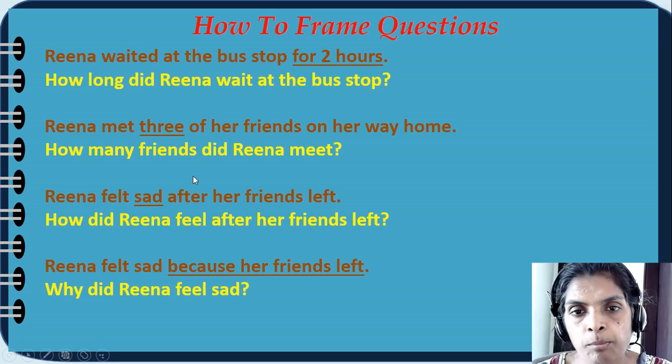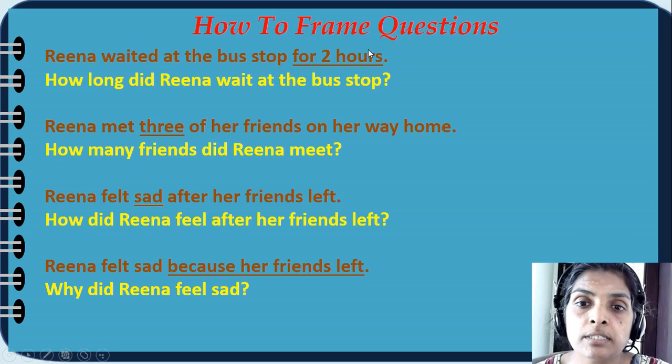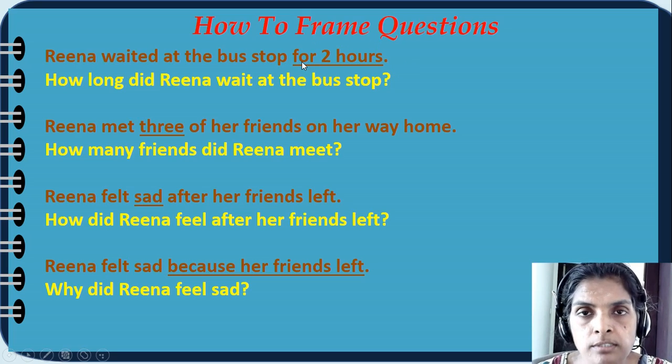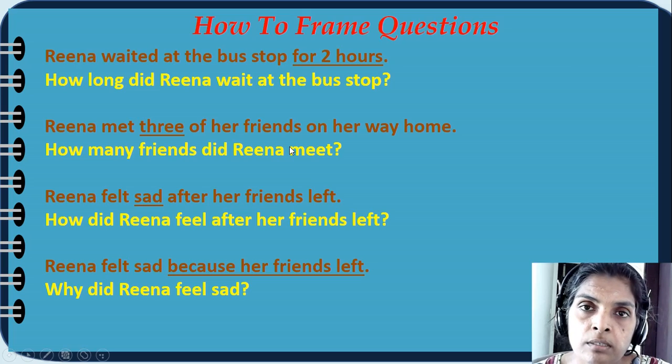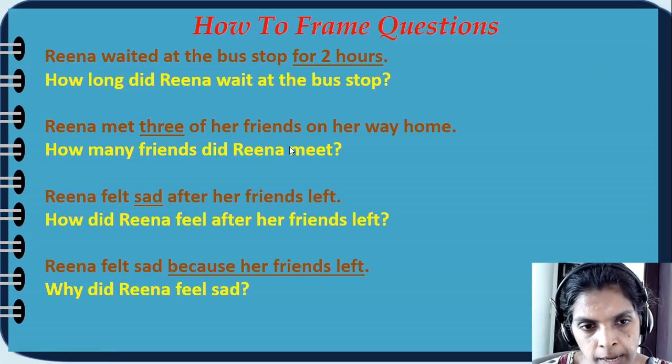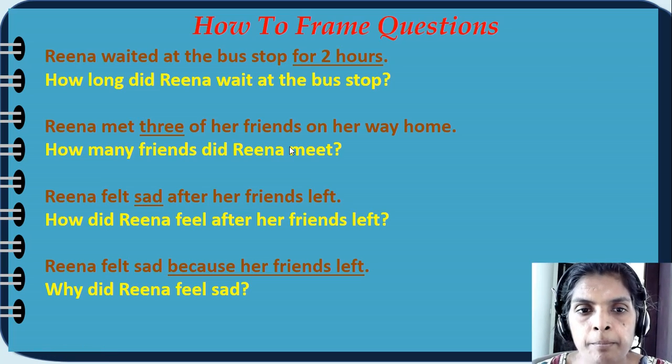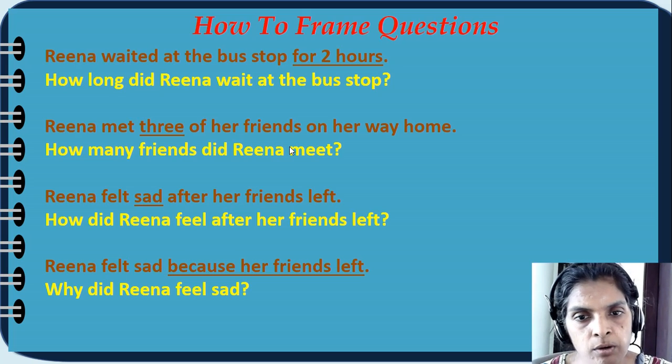Reena waited at the bus stop for 2 hours. So again this is a time. But it is for 2 hours. It is a time frame. So you have to ask how long. How long did Reena wait at the bus stop? Reena met 3 of her friends on her way home. So 3 is a number. So what question would it come? How many? How many friends did Reena meet on her way home?